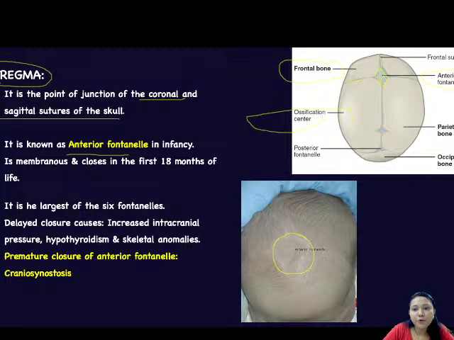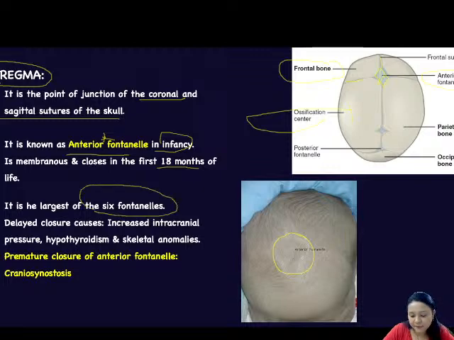So the point between 2 sutures is called your bregma, and it is also known as the anterior fontanelle in infancy. And what is the age of ossification? It is 18 months of life. When your anterior fontanelle ossifies at 18 months, it becomes the bregma. The anterior fontanelle is the largest of the 6 fontanelles.